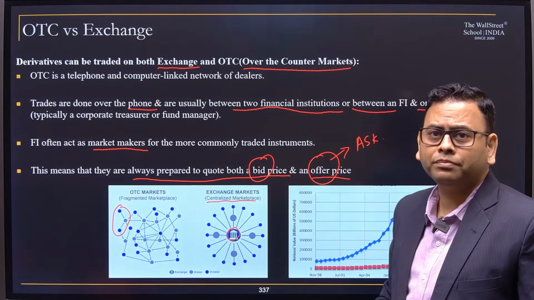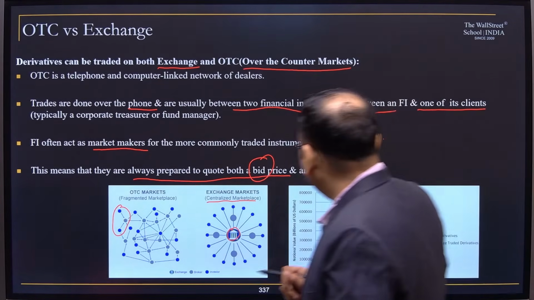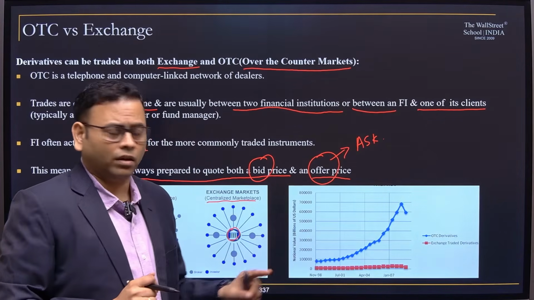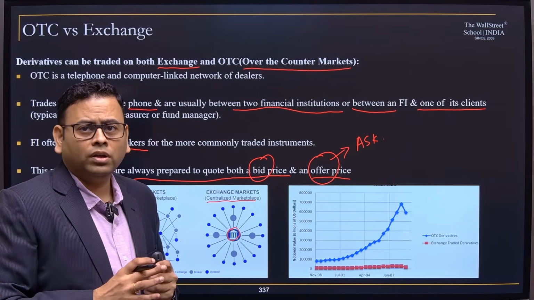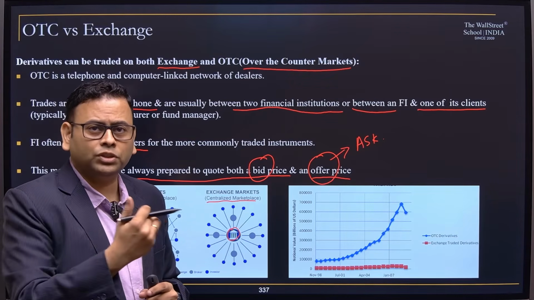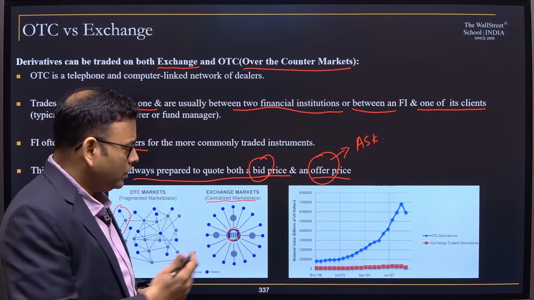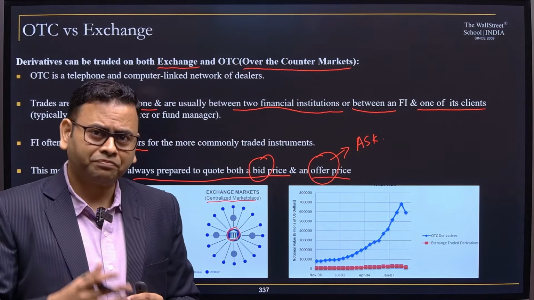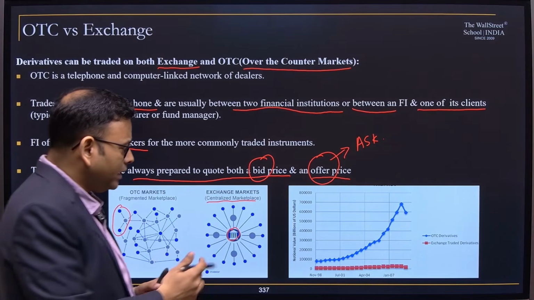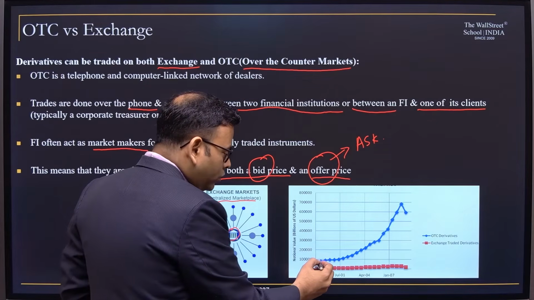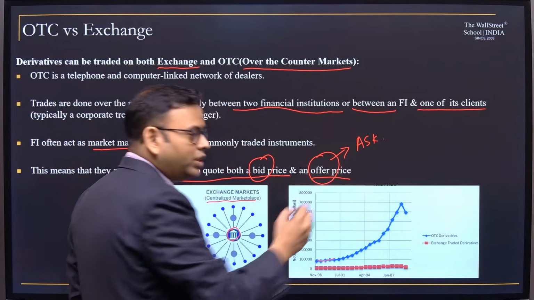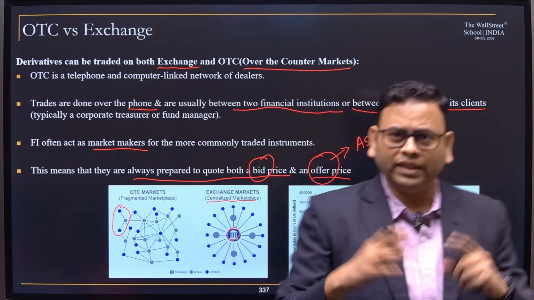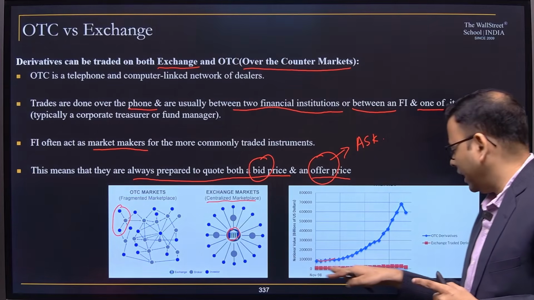Now if you look at this particular slide, and if I ask you what is this blue color graph and what is this red color graph, the graph talks about volumes traded on these two particular marketplaces. The blue one is your OTC derivatives and the red one is your exchange. As you can see here, the volume traded on OTC market has been exponentially rising, whereas the volume traded on a typical exchange on an average is kind of flattish.